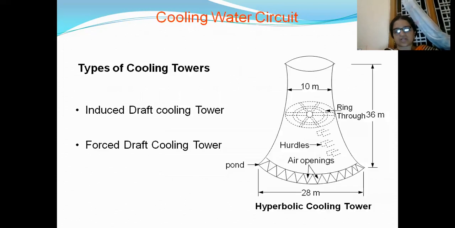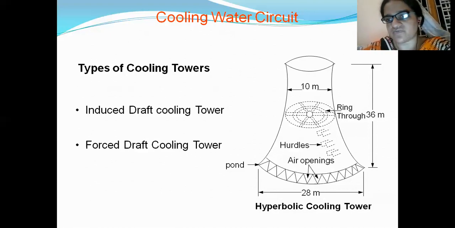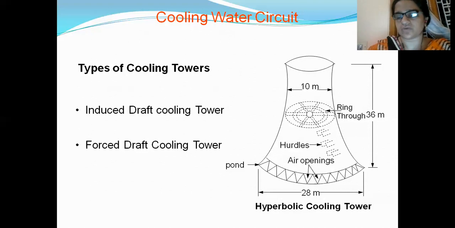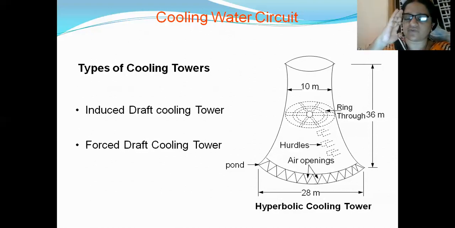So for this purpose, we increase the temperature of the feed water. Again, the cooling water circuit: there are two types of cooling towers, induced draft cooling tower and forced draft cooling tower. Induced draft cooling tower is a negative pressure type of cooling tower. Forced draft cooling tower is a positive pressure type cooling tower. Induced draft means whatever heat energy is liberated will be expelled out from the cooling tower.